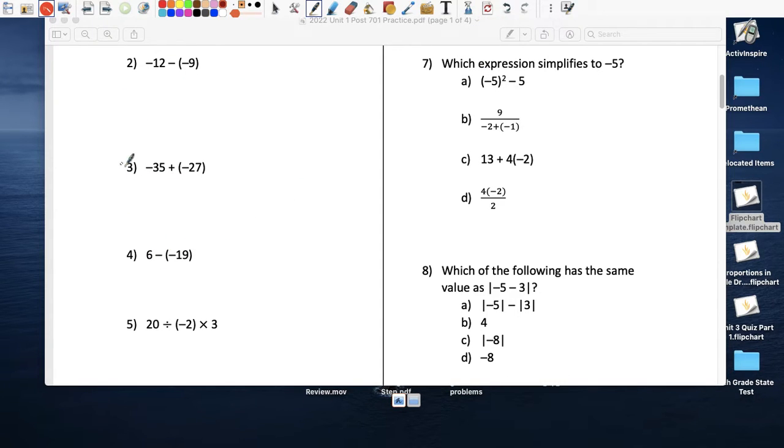6 minus negative 19 is sort of like number 2, so we're going to change it to an addition problem by changing the subtraction to addition, and then adding the additive inverse of the second addend, which in this case will be positive 19. 6 plus 19 is just 25.